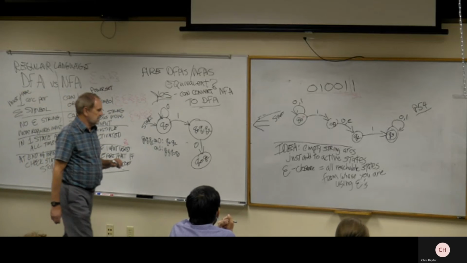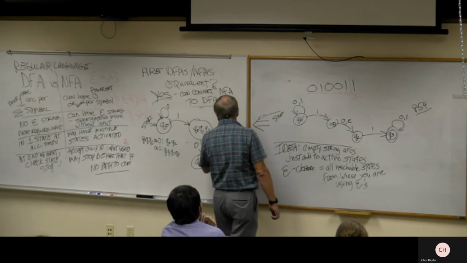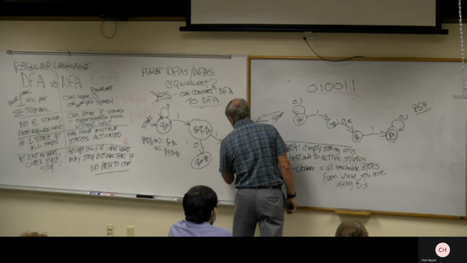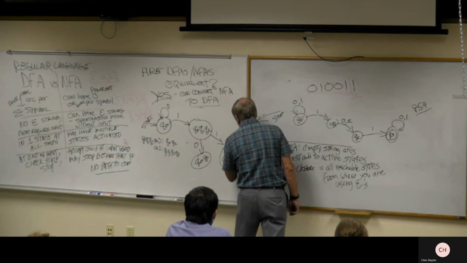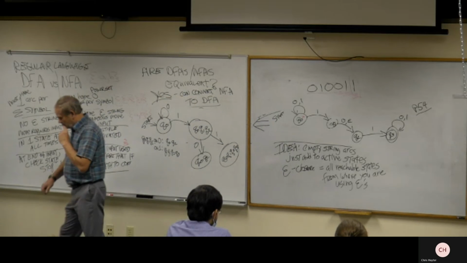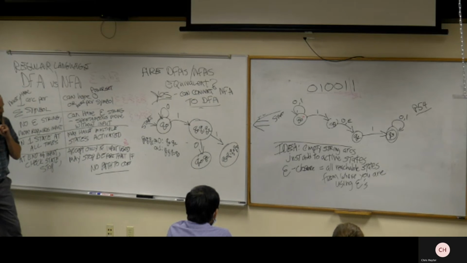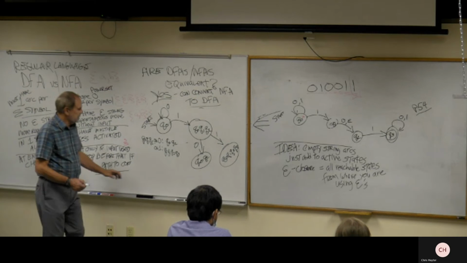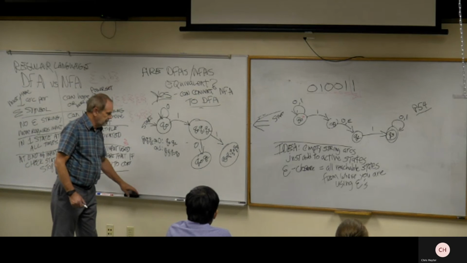And Q2 on the 1 can get me to Q3. New state. So on a 1, we get Q0, Q1, Q2, Q3. We need them all. How about let's do Q0, Q2.